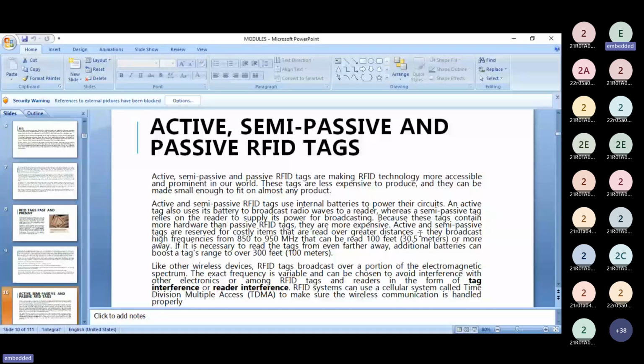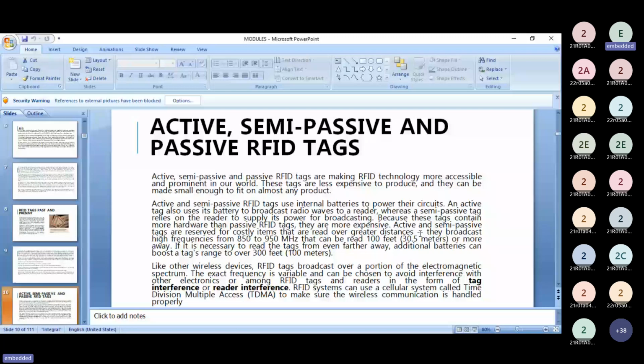Active, semi-passive, and passive RFID tags are making RFID technology more accessible and prominent in our world. These tags are less expensive to produce, and they can be made small enough to fit on almost any product. Active and semi-passive RFID tags use internal batteries to power their circuits. An active tag also uses its battery to broadcast radio waves to a reader, whereas a semi-passive tag relies on the reader to supply its power for broadcast.